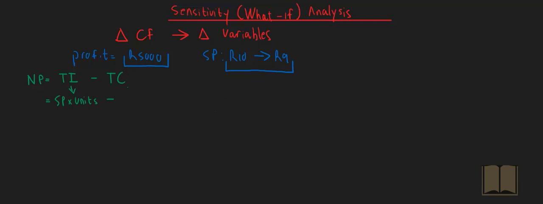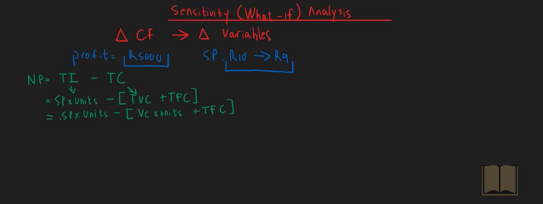Your total cost, on the other hand, can be broken down into two types of costs. There are costs that vary with production, so we call that your total variable cost. The more you produce, the more your total variable costs. And there are costs which do not vary with production. We just call this total fixed costs.